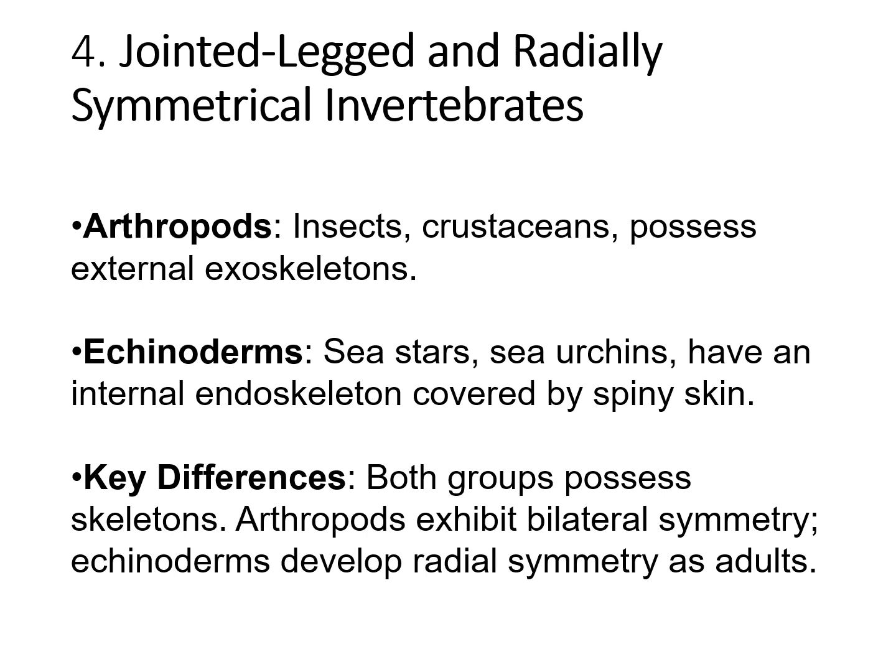Echinoderms, such as sea stars and sea urchins, have a different structure. They possess an internal endoskeleton covered in spiny skin and use a water vascular system for movement and feeding. Here's a key difference. While arthropods show bilateral symmetry, echinoderms start out bilaterally symmetrical as larvae but develop radial symmetry as adults.